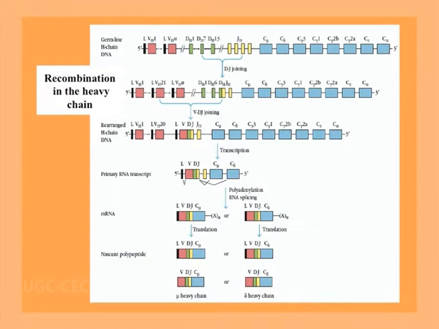Similar rearrangement or recombination will take place in the light chain genome, and it will go through the same process. The only difference is that in the light chain genome the D gene segments are absent, only the V and J gene segments are present there, and VJ joining will take place and the mRNA will be produced where V, J and either lambda or kappa sequences are present.